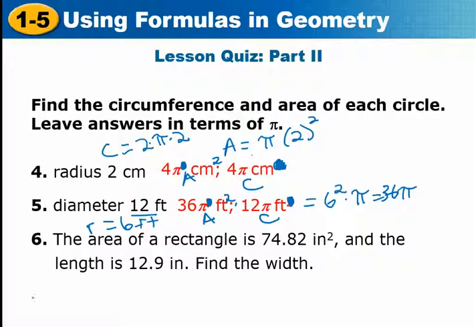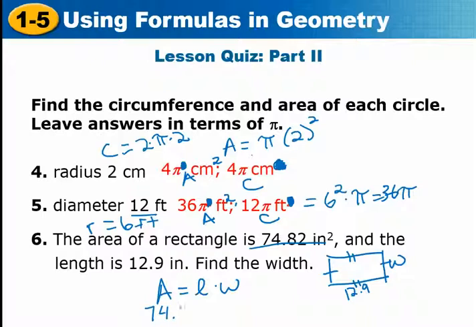All right, number 6, I said we do together. This one says the area of a rectangle. They're giving us the area. That's a little different than what we've done so far. The length is 12.9, but we don't know the width. So what we're going to do is write the formula for area of a rectangle, which is length times width, and then we'll plug in what we know.